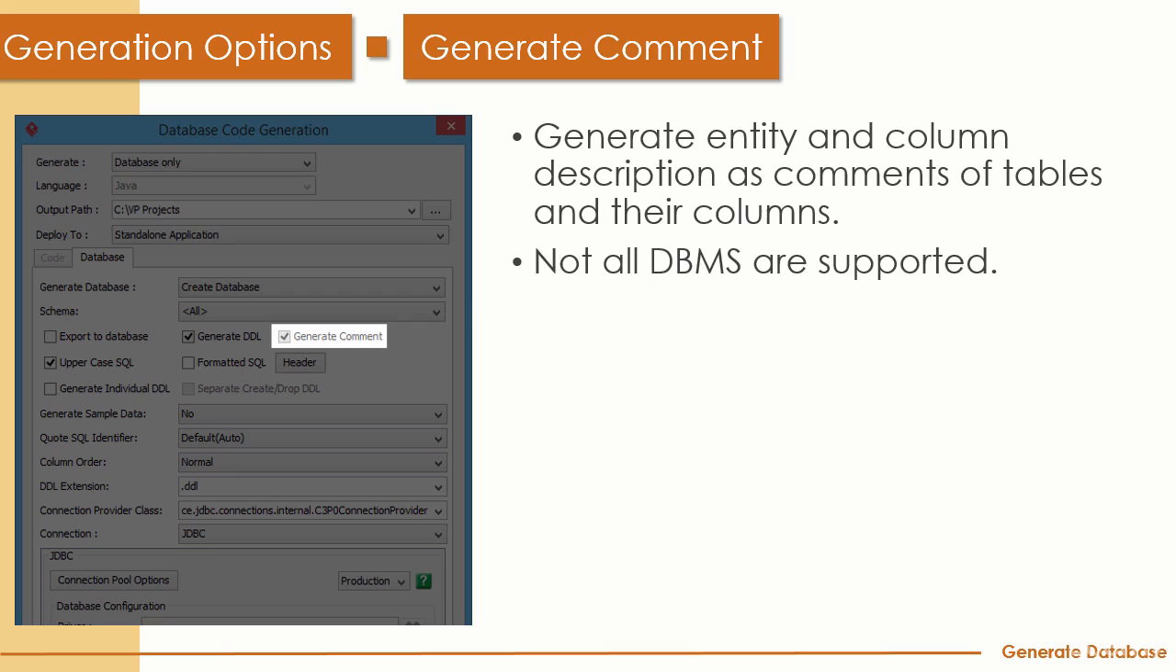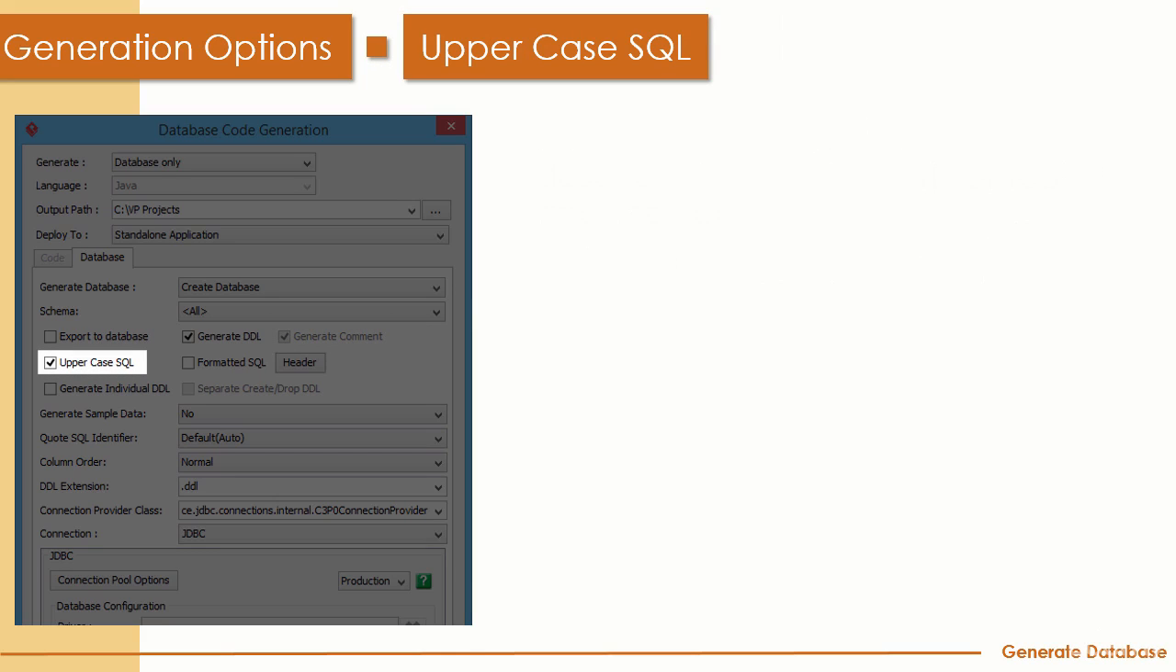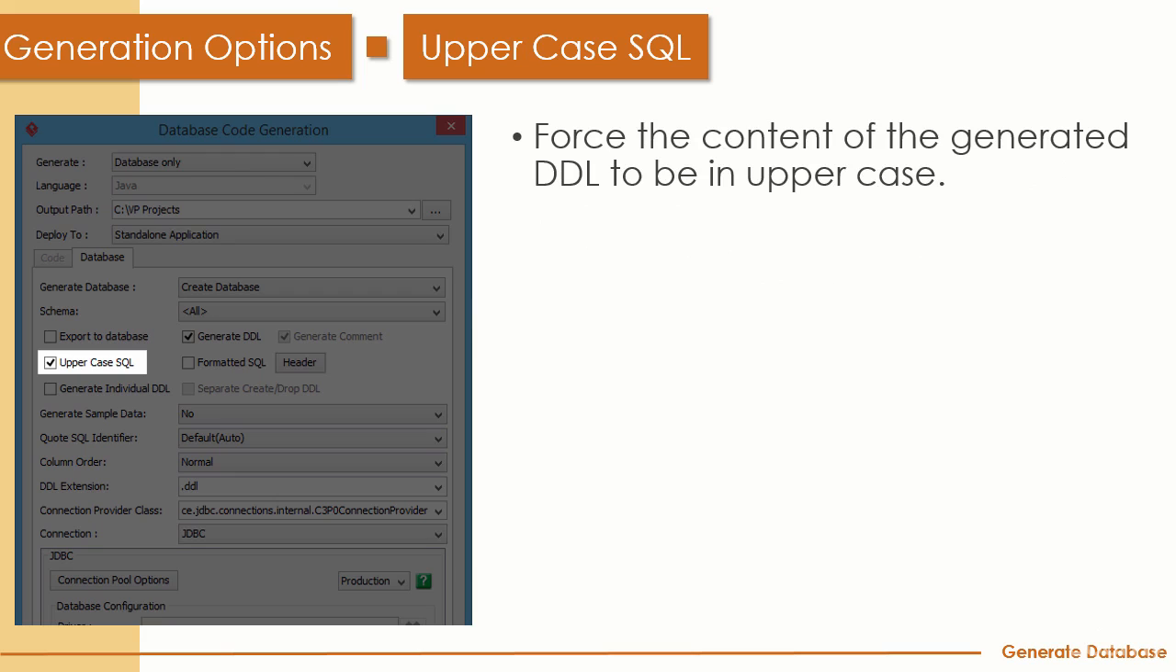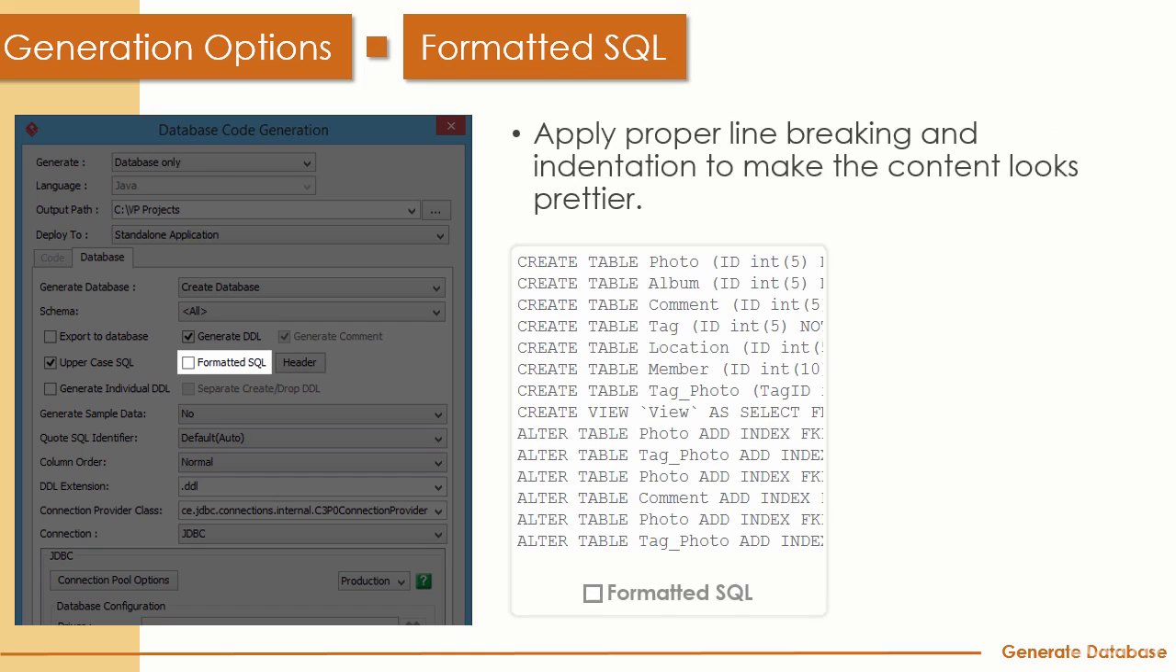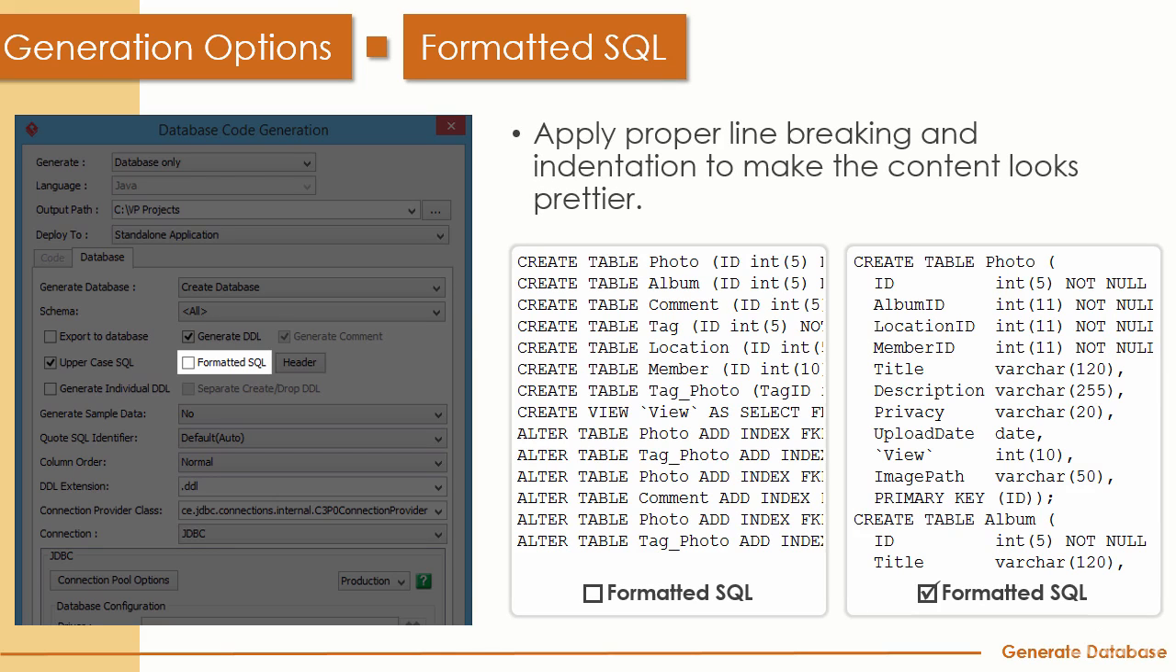The reason you put the comment is that the DDL you produce may be incorporated into your source code repository. In this case, a well-commented DDL is much better than just plain SQL. The other option is very straightforward. Generate uppercase. It forces uppercase for all the statements. It's just to conform to your team or company standard. And Formatted SQL. You can turn it on if you like to have a more human readable format.